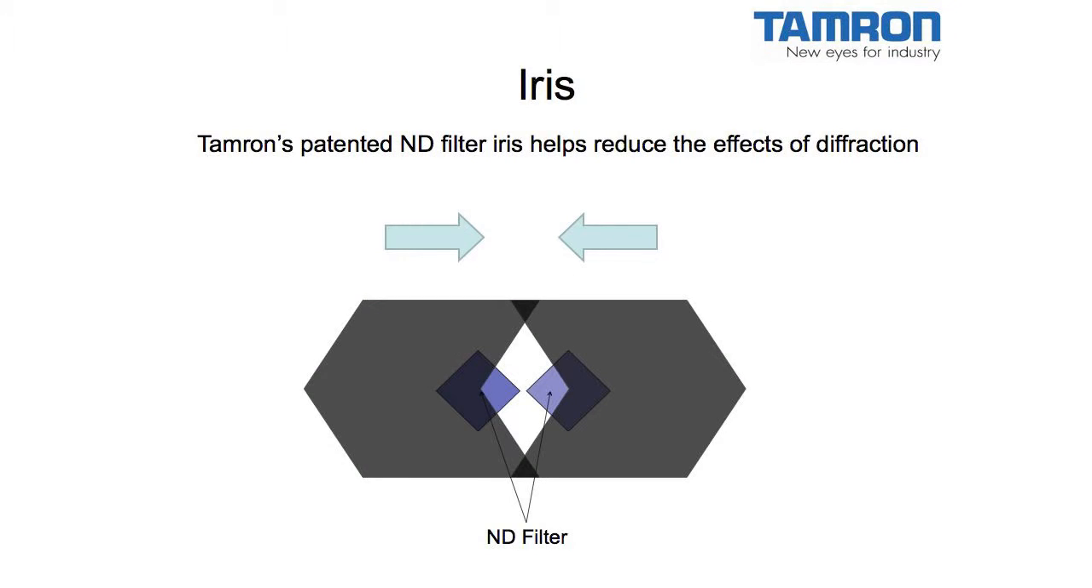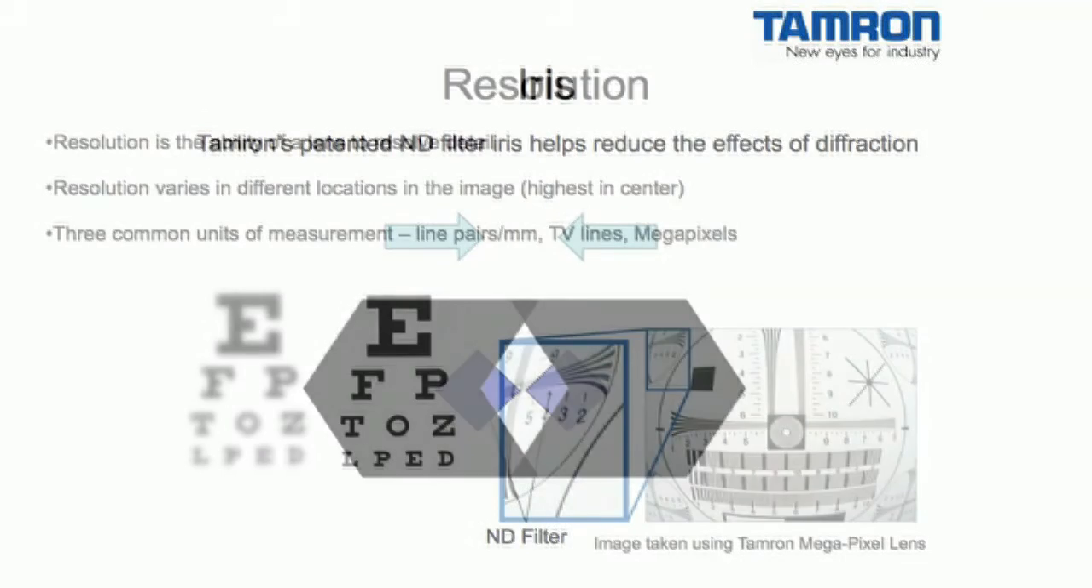To reduce the adverse effects of diffraction, Tamron has patented the Neutral Density Filter Iris, or ND filter iris. The ND filter iris uses filters to reduce the amount of light that passes through the iris when the iris is closed, allowing a larger iris size in bright lighting conditions. This larger iris size helps to reduce the effect of diffraction on the image, resulting in a clearer image.